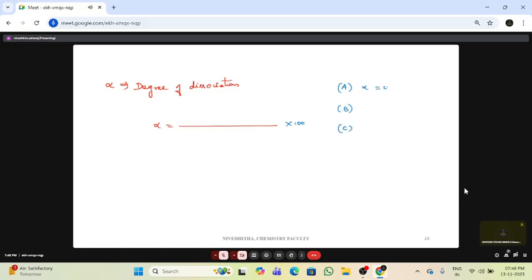Alpha is equal to 0.2, alpha is equal to 1, alpha is equal to 0.0003. Among these 3 compounds, please tell me which is strong electrolyte, which is weak electrolyte, which is weakest electrolyte. B is the strongest, ma'am. Yes. Followed by A and C, ma'am. So this is weak and this is weakest. That's it. Okay, fine.